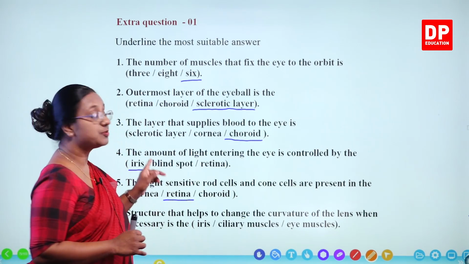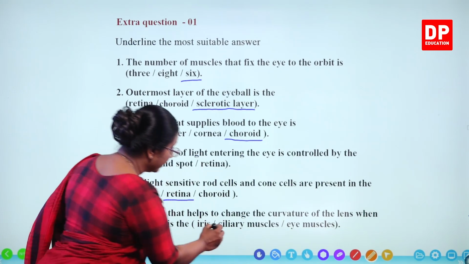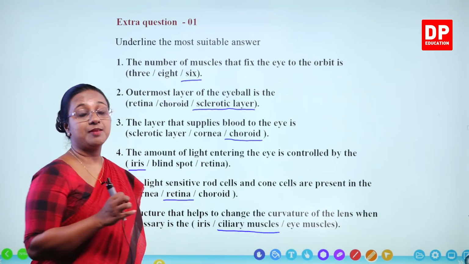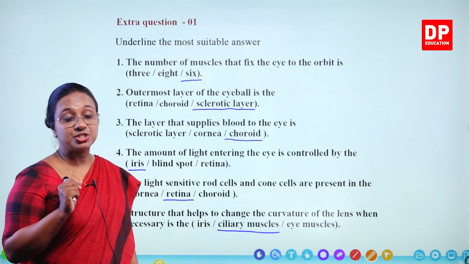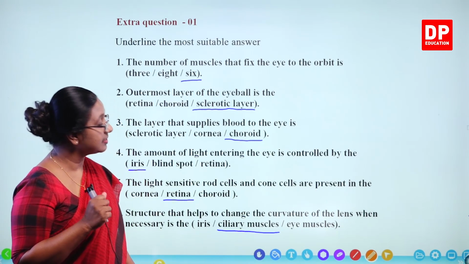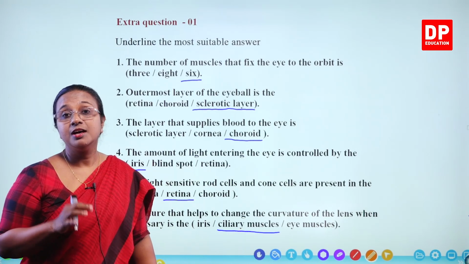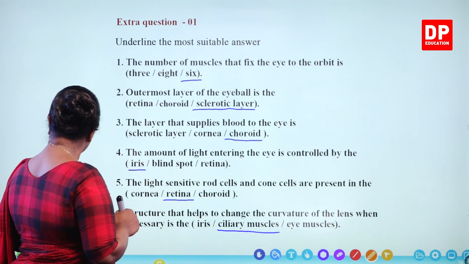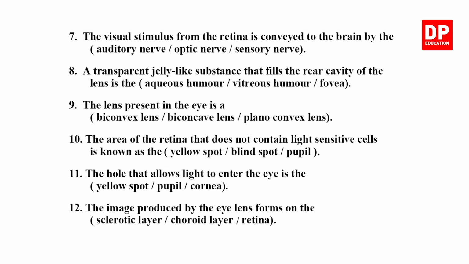So, iris helps to change the size of the pupil. Ciliary muscles help to change the curvature of the lens, and eye muscles help to fix the eye to the orbit. With that, the next one.